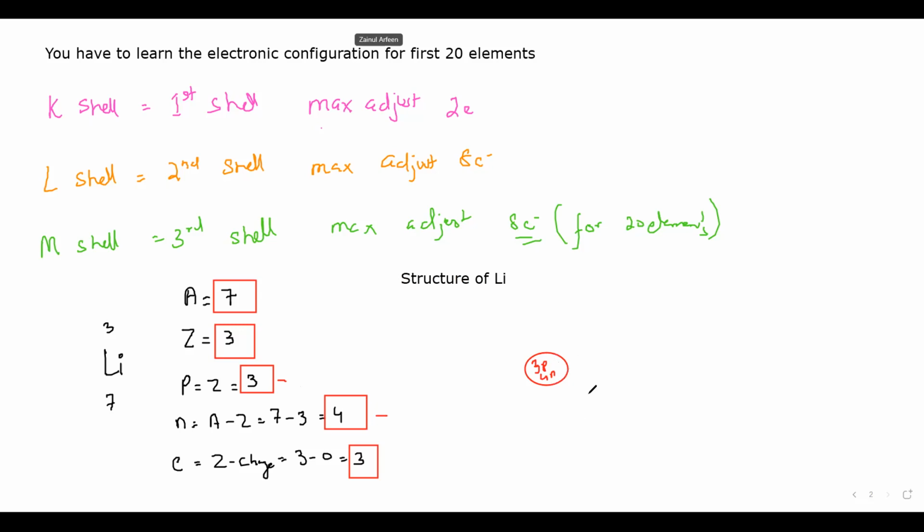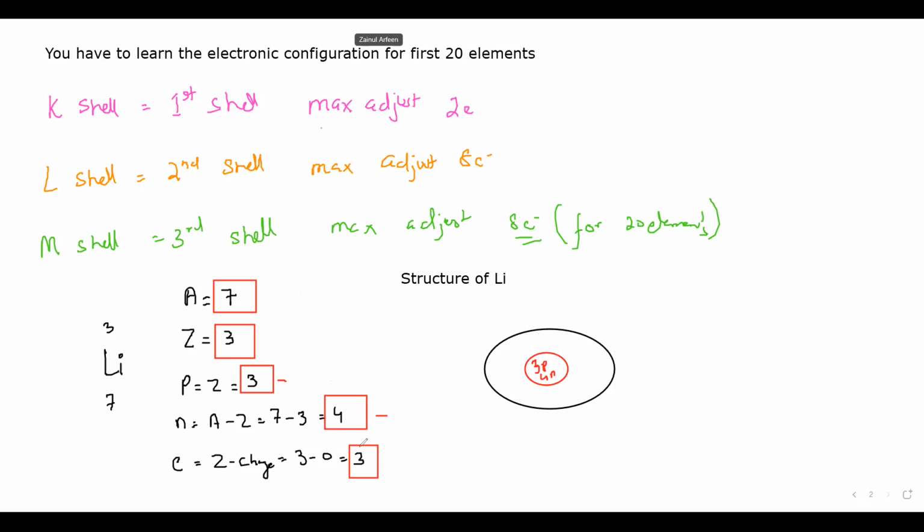First I draw a nucleus, and inside the nucleus I have 3 protons and I have 4 neutrons. I can draw them separately, but to save the space, I just draw them as one and just wrote the number. Then around the nucleus there are shells. So first I draw K shell. So this is the first shell or the K shell.